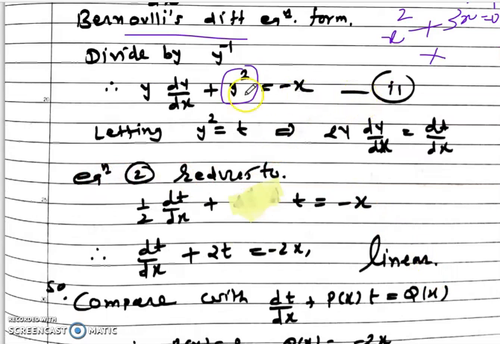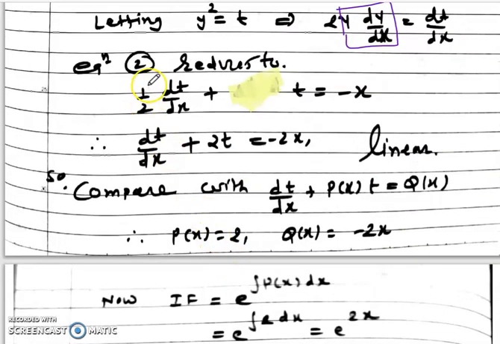So now equation 2 becomes, instead of that we can write 1 divided by 2 into dt by dx plus y square, which is t, is equal to minus x. But here I want the constant 1 instead of 1 by 2, so I have to multiply by 2 throughout. So dt by dx plus 2t is equal to minus 2x, which is exactly linear.